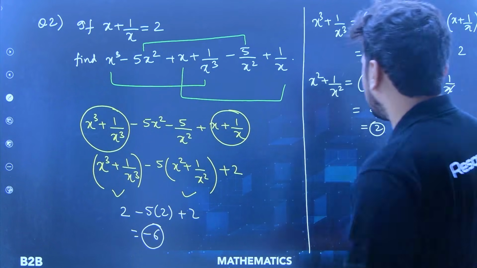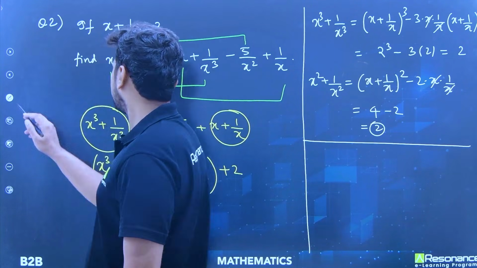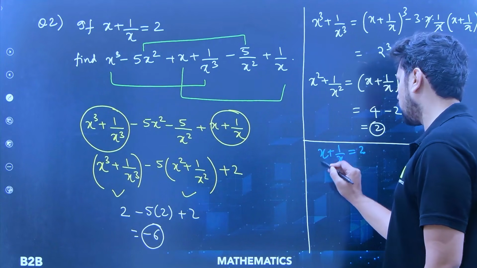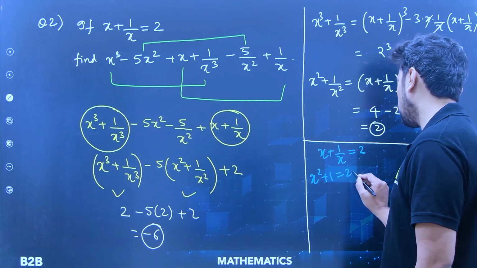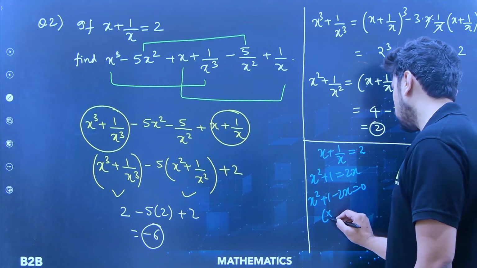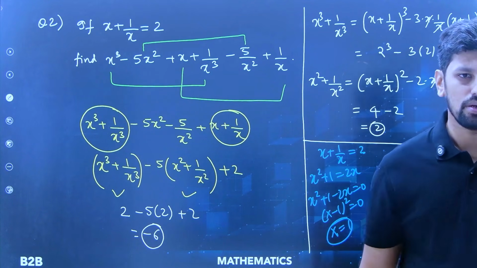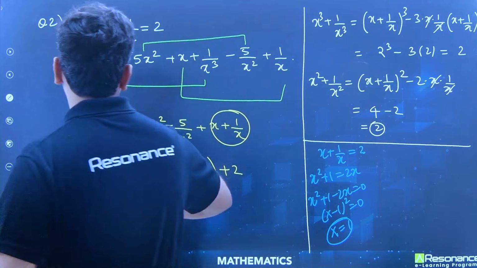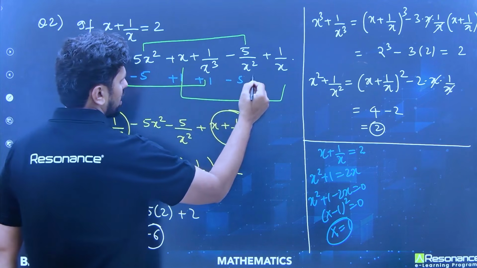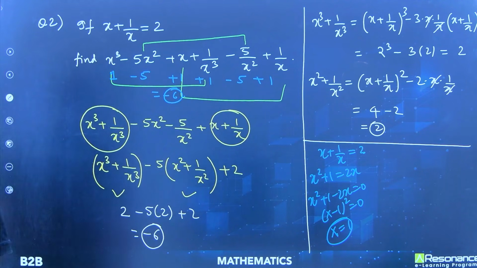Okay. Second approach. We can just solve it like this: x plus 1 upon x is equal to 2. Take LCM. So x square plus 1 equal to 2x. So x square plus 1 minus 2x equal to 0. This will become (x minus 1) whole square equal to 0. So we will get x equal to 1. Put x equal to 1 in the question. So it will become 1 minus 5 plus 1. So in that way also we will get minus 6.